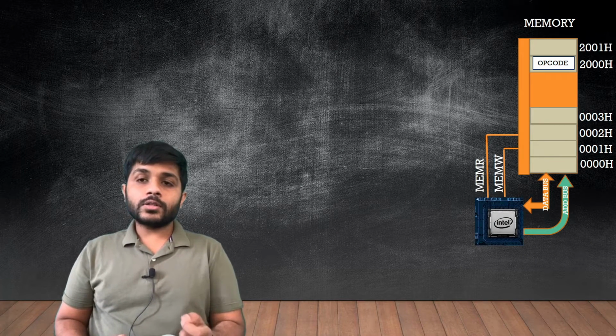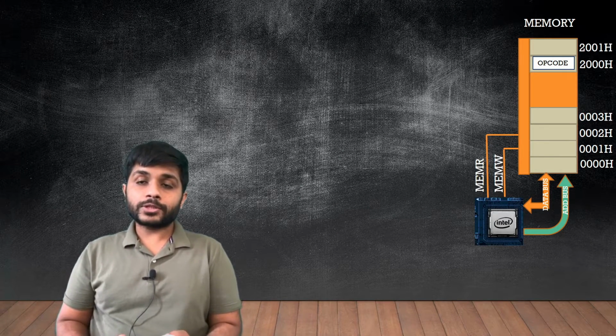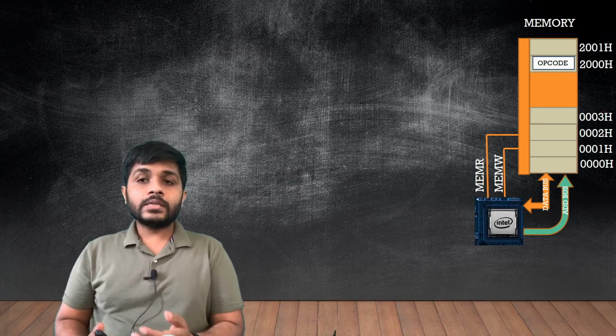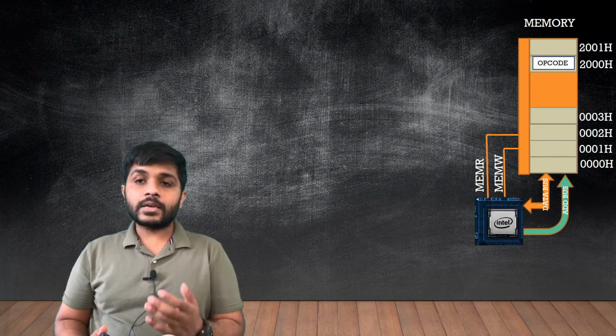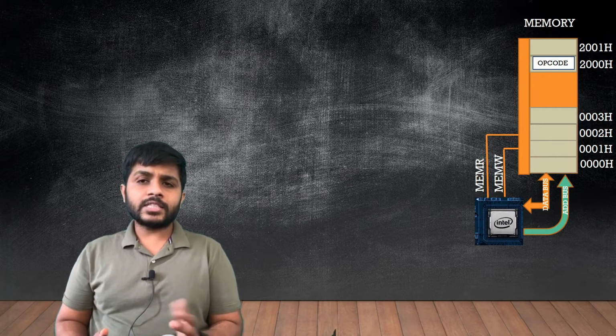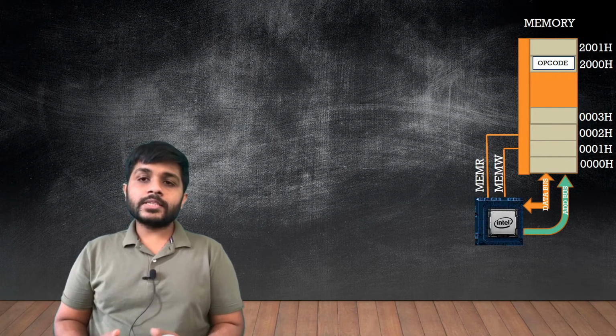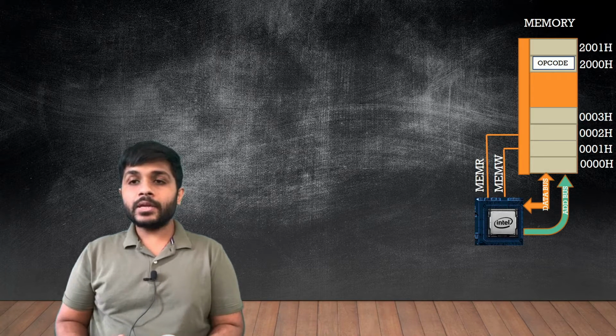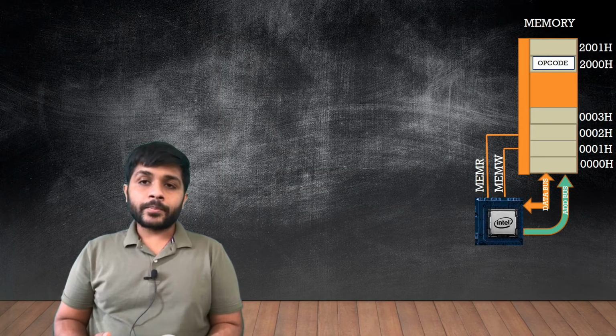You can see that on the screen there is one microprocessor which is connected to the memory. To connect the microprocessor with the memory, we need some signals such as address bus, data bus and some control signals. You can see that two control signals, memory read and memory write, are connected to the memory from the microprocessor. Now what is a timing diagram?